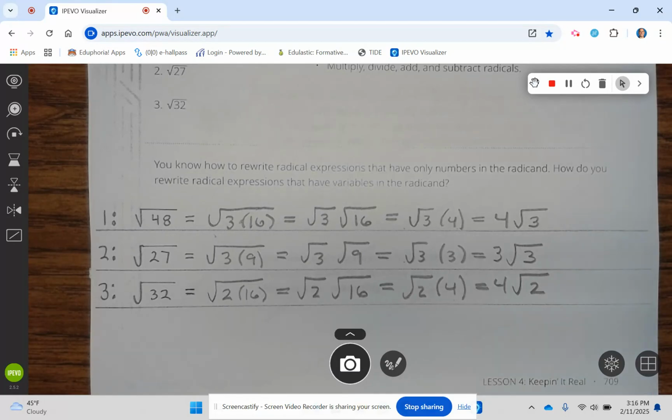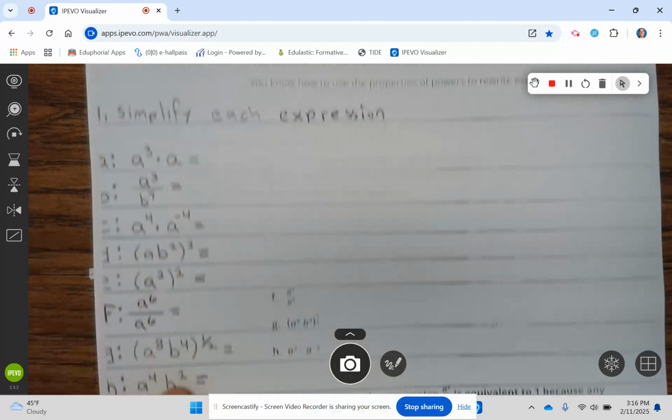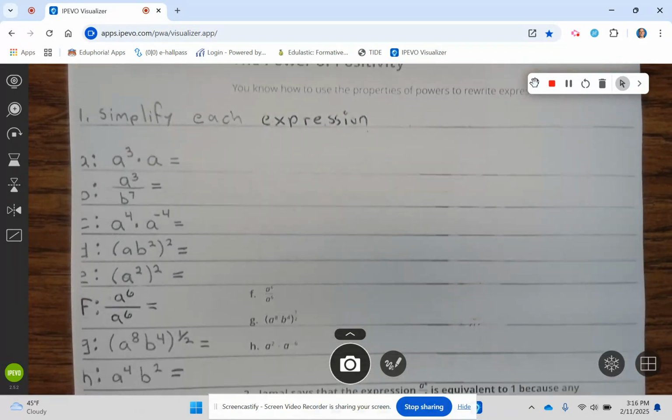All right, go ahead and finish up the warm-up. All right, let's take a look at getting started. The power of positivity. You know how to use the properties of power to rewrite expressions. 1. Simplify each expression.